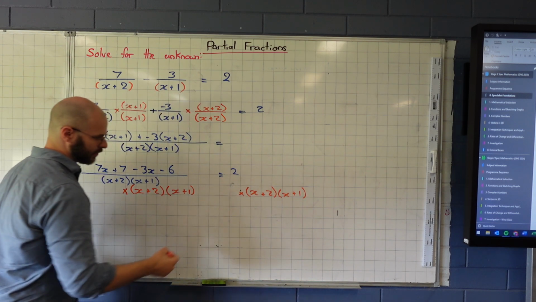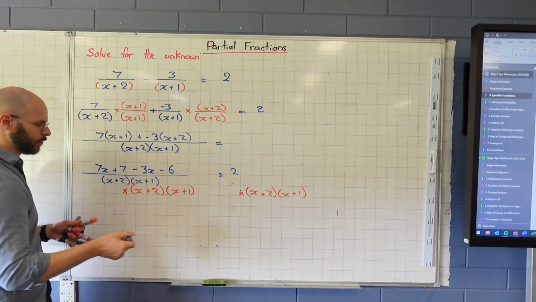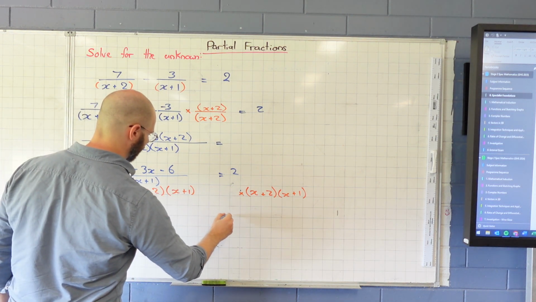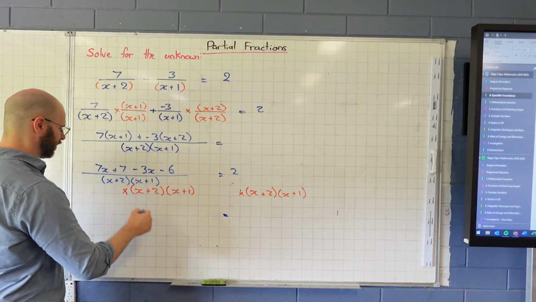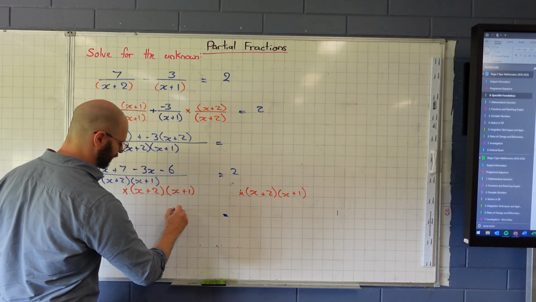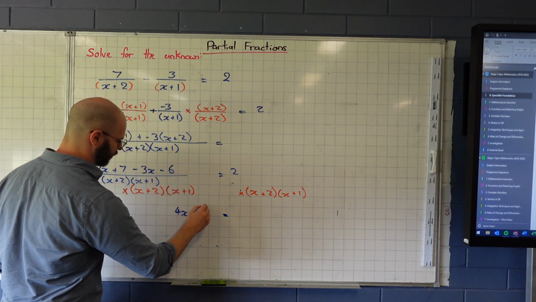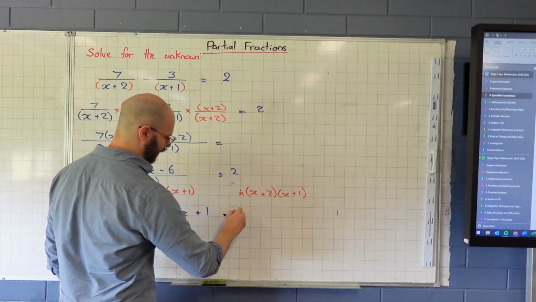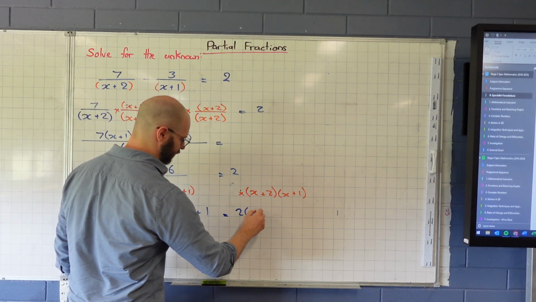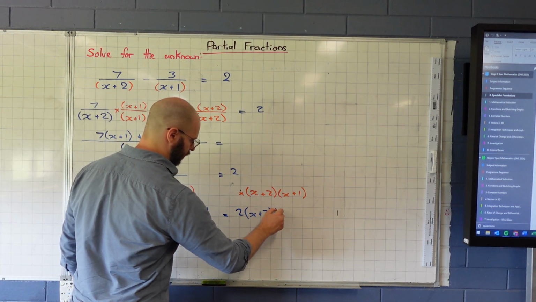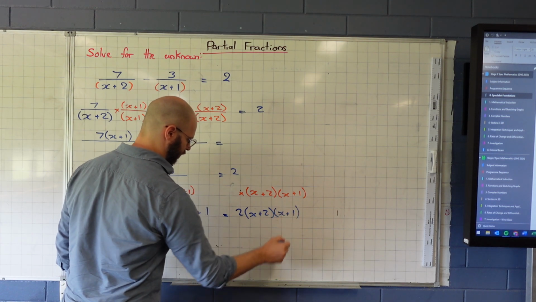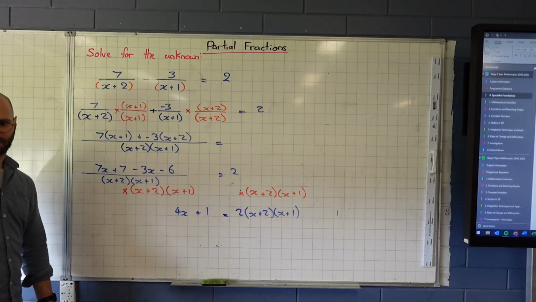Now sometimes when it's all equal to 0, life is good. But today, life is a little bit harder. That's just life. Okay, 7x take 3x is 4x's. 7 take that is 1. So this is going to be 2x plus 2, x plus 1. Then it turns into something we can solve.